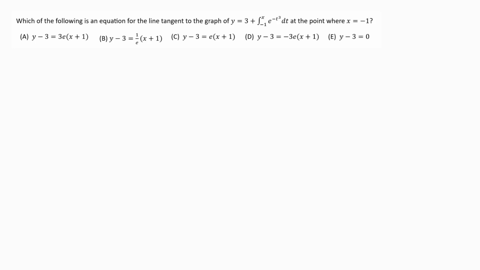This AP Calculus question is wanting us to find the equation of the tangent line to the graph of this equation here at this given point. Whenever we're going to find the equation of a tangent line, this is really the same as finding the equation of a line like you always did even in your algebra classes. And what we're going to be using is point slope form.